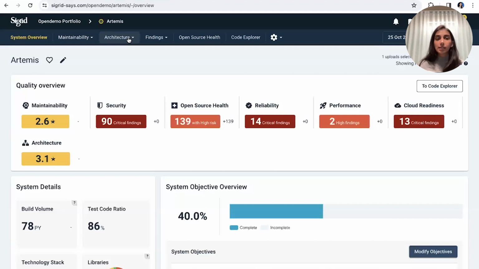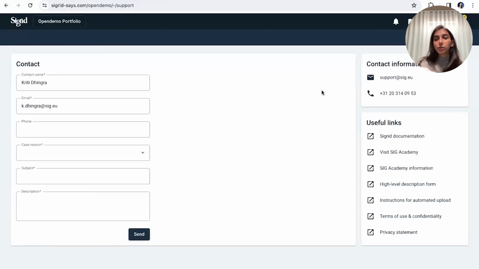But in any case that it's not visible, please do reach out to us via the support button. You can just use this form here in the platform, just fill it in, and then we'll make sure to reach out to you.